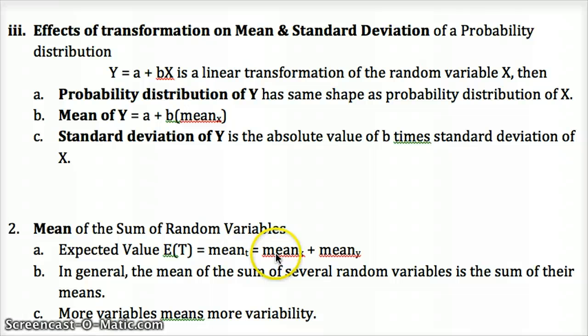So this means if we have 2 data sets, 2 random variables, like the sum of a 6-sided roll and 8-sided roll, and we're adding those 2 up for some reason for a game, then we would take the average of the 6-sided roll, x here, and add that to the average of the 8-sided roll. So in general, the mean of the sum of several random variables is the sum of their means. So the mean of the sum, meaning we added the variables together, it's the same as adding all the individual means up.